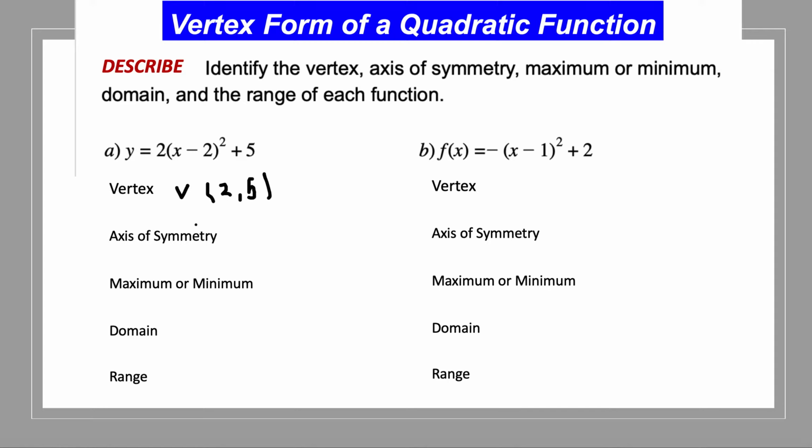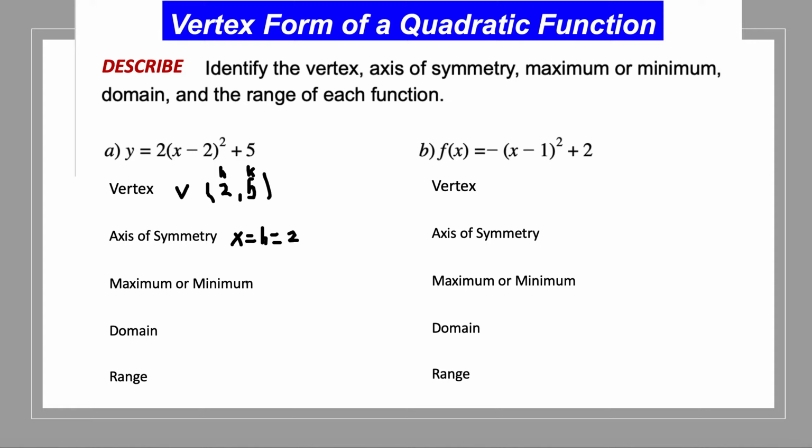Axis of symmetry: x is always equal to h, but h is 2. So this is h, this is k. The axis of symmetry is x equals 2.